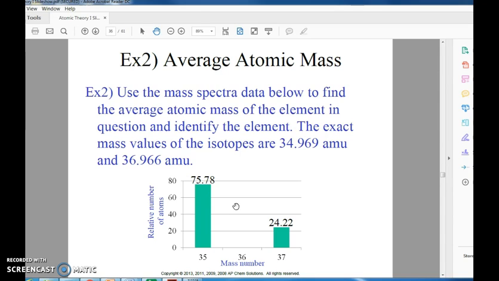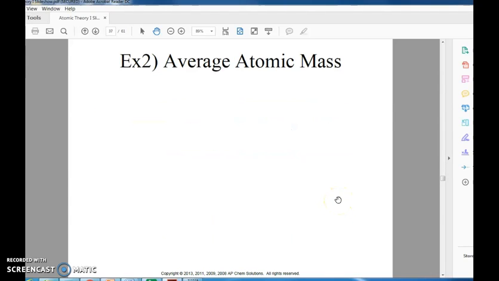All right, in this mass spectrometer, we have an unknown element, and it has two isotopes, 35 with the exact mass of 34.969 is about 76%, and then the 37 with the exact mass given there is about 24%. And it wants us to find the average for these and then identify the element. So to find the average, we just can't say, oh, 35 plus 37 divided by 2 is 36, right in the middle. Now the average has got to take these percentages into account. So how do we calculate that?